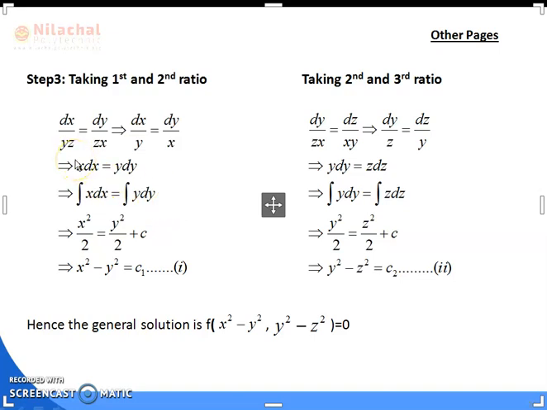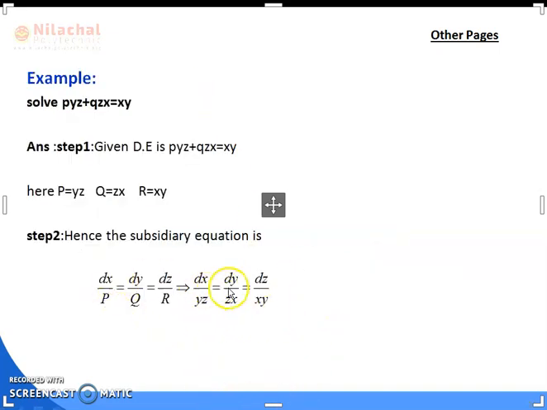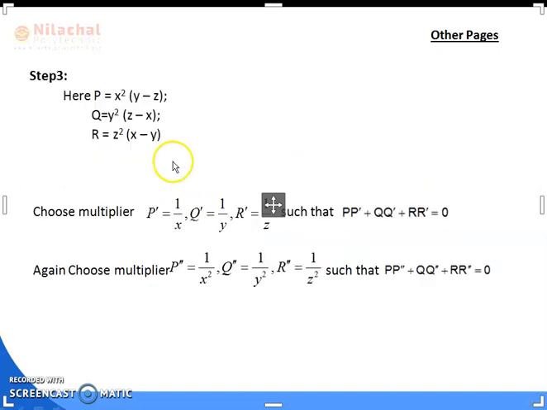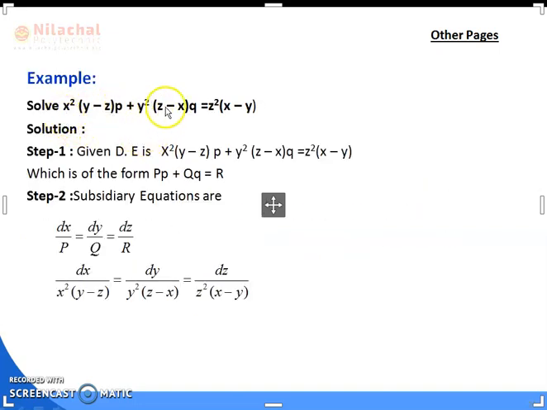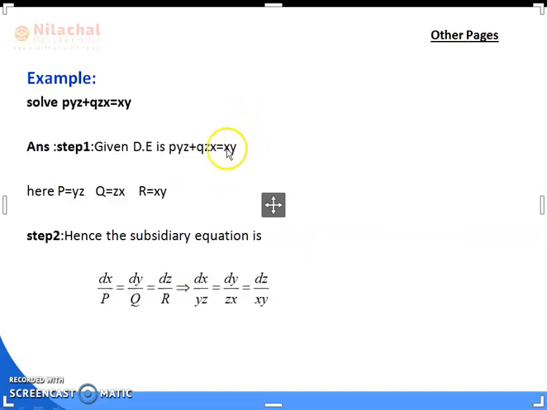Then next step, in this type of question, there is no need to choose any multiplier. You can take them by using the ratio. So there are 3 ratios in your subsidiary equation: first ratio, second ratio, third ratio. For such type of question, you have to take your ratios. But before that, we have completed a question where the ratio method cannot be used, it will fail. So you have to choose your multiplier for that example.